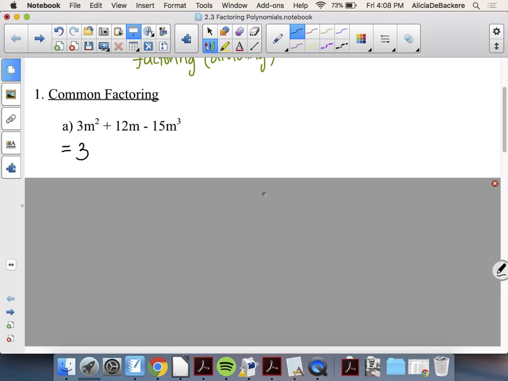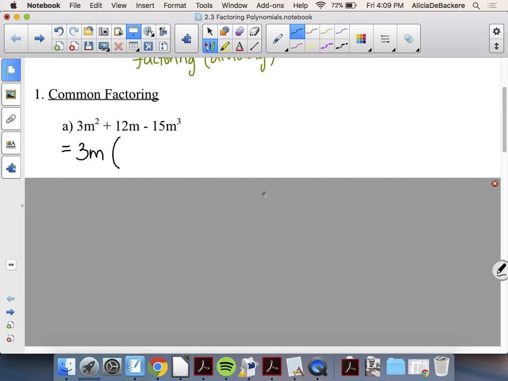And then I'm going to look at how many m's are being multiplied in each of the terms. So the first term has an m squared. That's an m times another m. And then the second term just has 1 m, and the third term has 3 m's being multiplied. So that means that I can divide out at least 1 m from all 3 terms.